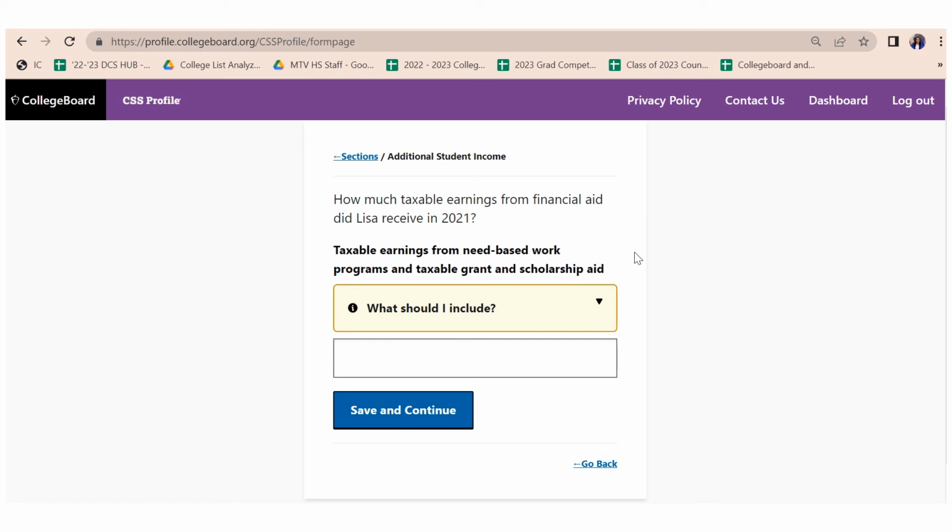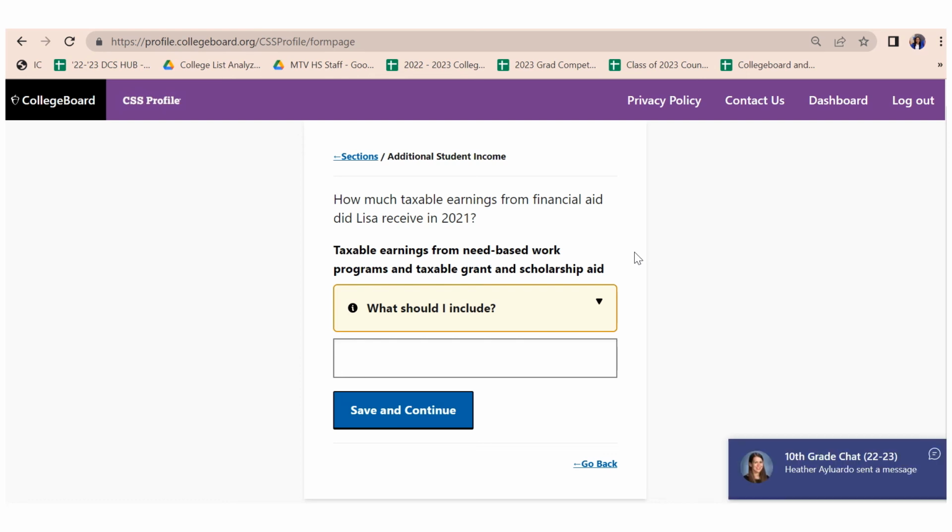But this is asking about taxable earnings from need-based work programs and scholarships. So this is something that down the road, once students are in college, they may have taxable earnings that they could report. But again, this is not required, so we're definitely going to skip it this year.